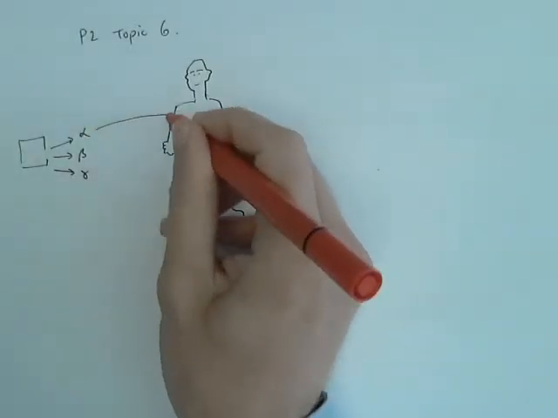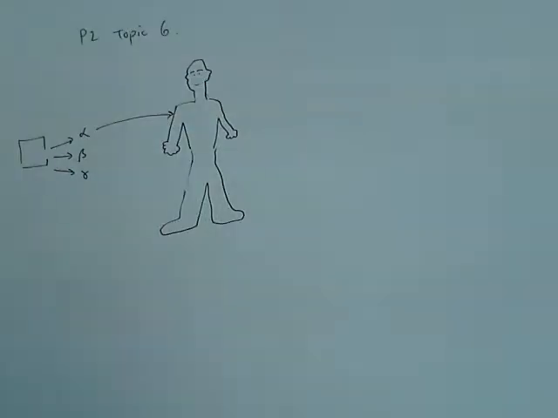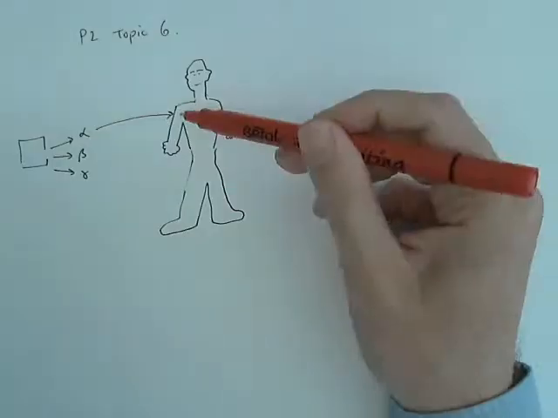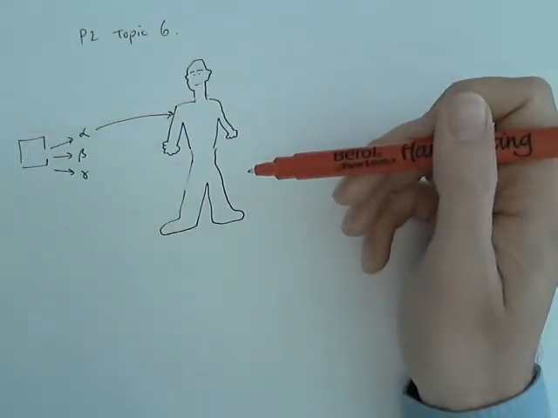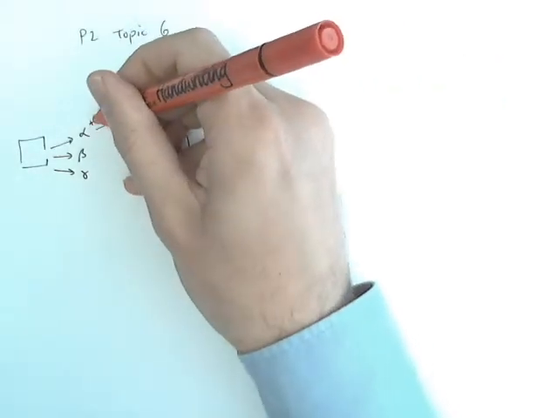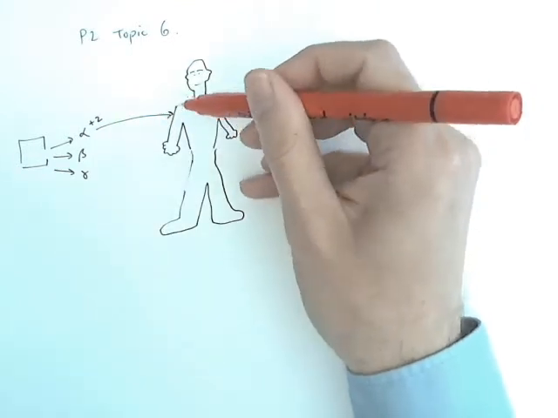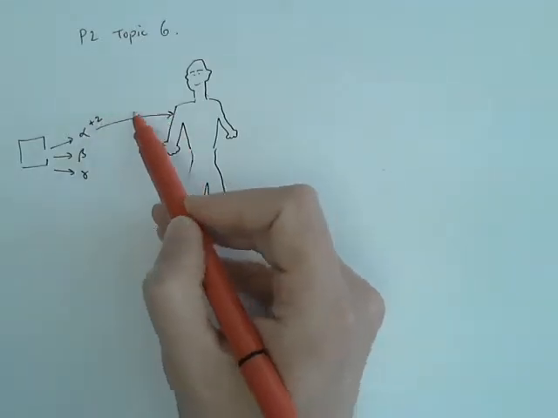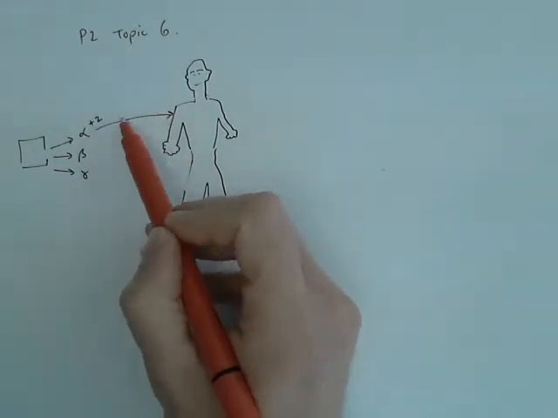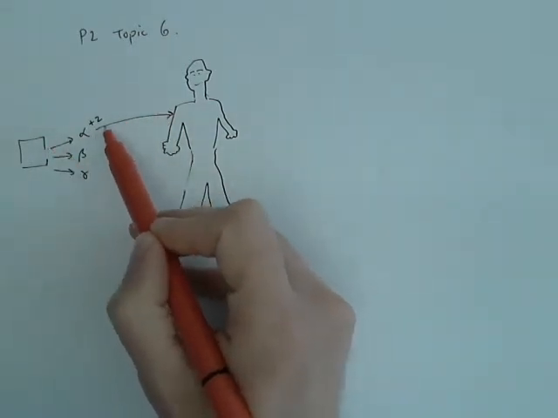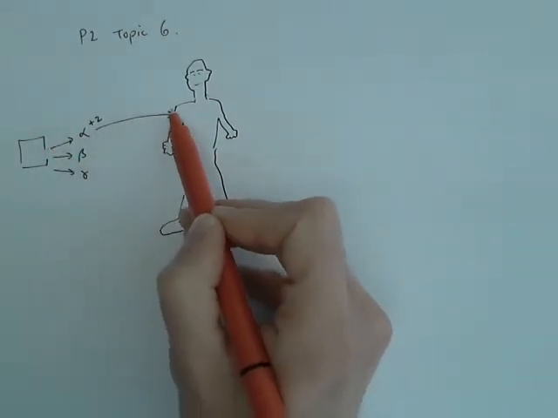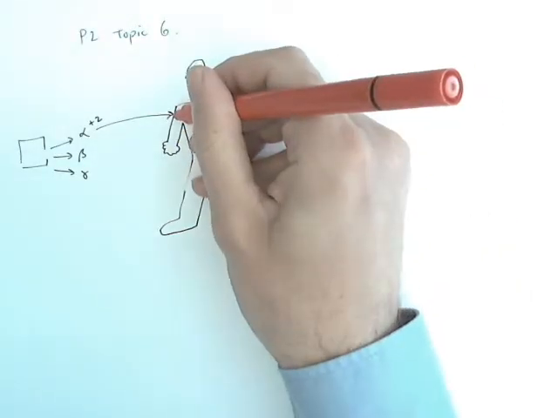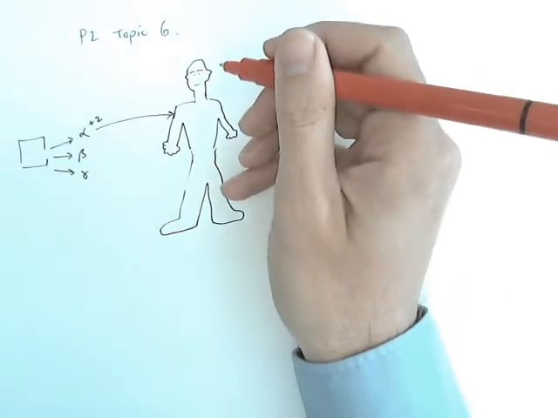Alpha is stopped by the skin, so it's not going to penetrate the body and cause any deep damage. However, it can hit the skin. It's very ionizing. It's got a +2 charge, which means it'll pull electrons off any atoms that it hits. If this was air, it would get stopped by just a few feet of air, so the source would have to be very close to the skin here. But the skin would stop the radiation. You would get some radiation burns, maybe some damage to the skin cells.